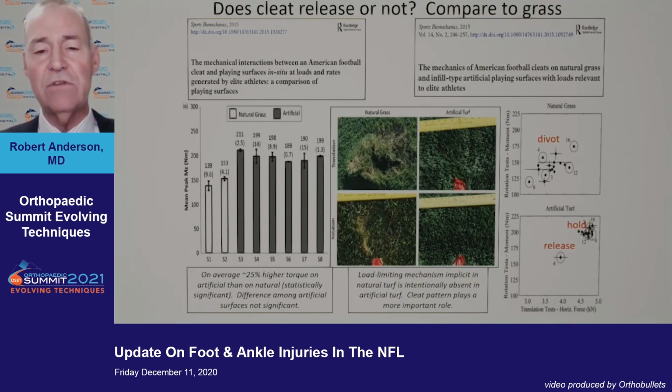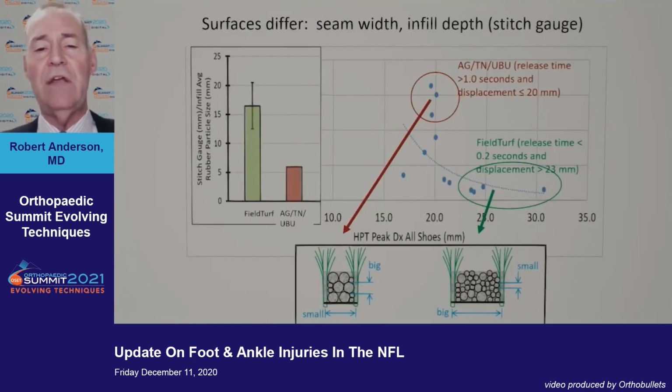However, on the synthetic surface, you see that doesn't happen. And so again, you get these huge amounts of force that are imparted to the lower extremity. And if that cleat does not release at a certain torque level, you're going to dissipate energy through the lower extremity and create injury. What we've also learned about these surfaces is there's differences in how they're made.